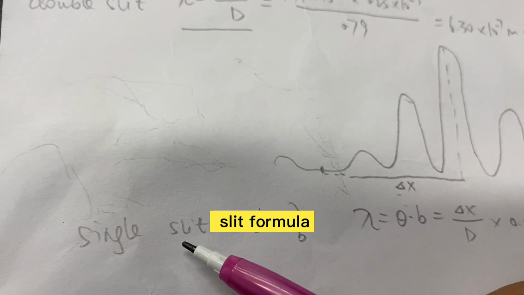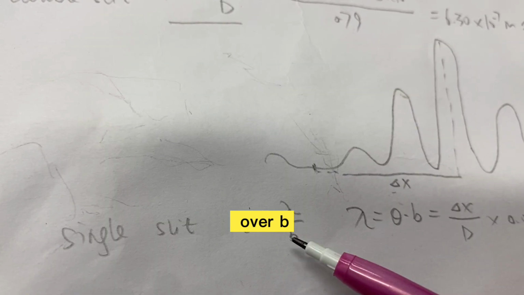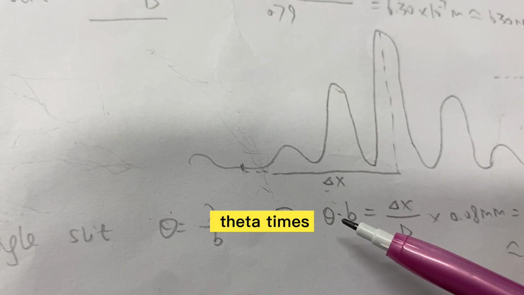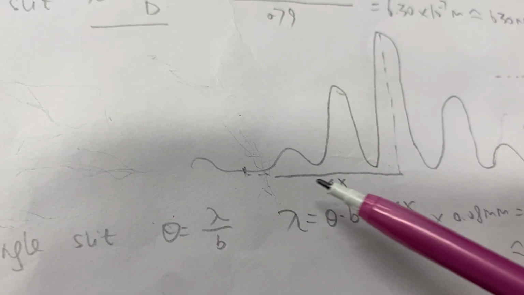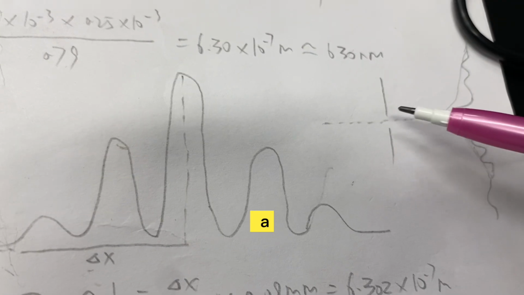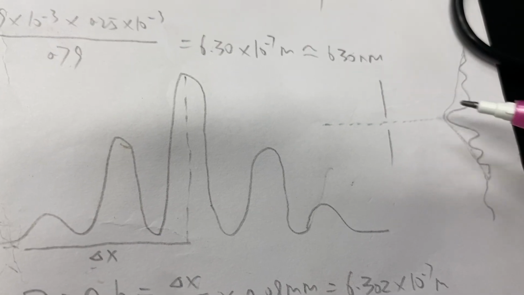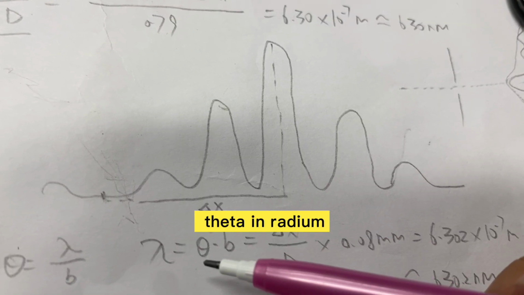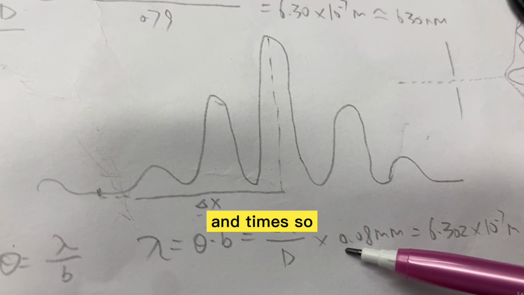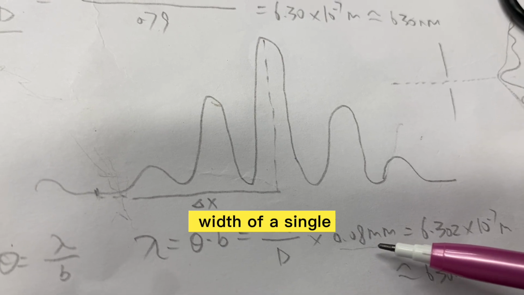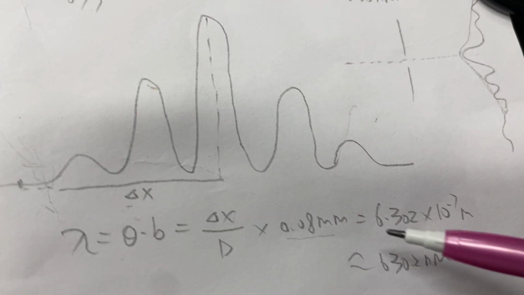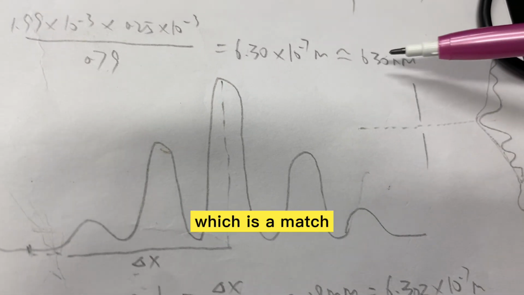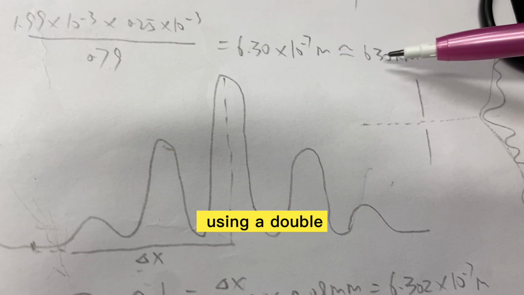Now I plug into the single slit formula, which is theta equals lambda over B. B is the width of the single slit. So lambda should equal theta times B. Theta in this case, because this is a small angle approximation, I can calculate in radians by directly measuring delta X divided by D. And times B, the width of the single slit, which roughly gets 630.2 nanometer, which matches my previous value using the double slit formula.